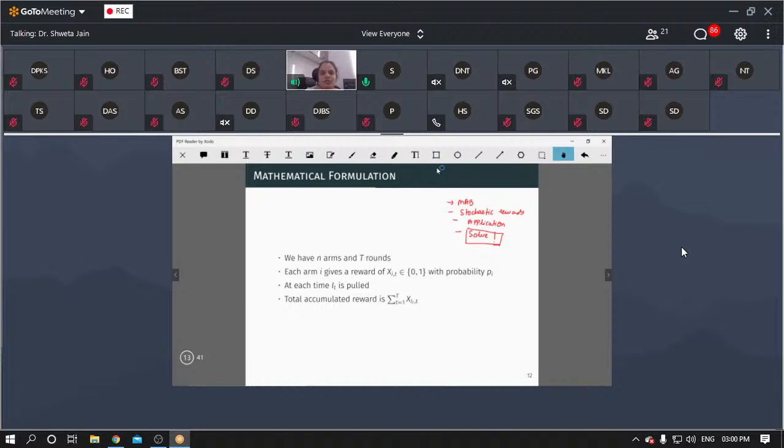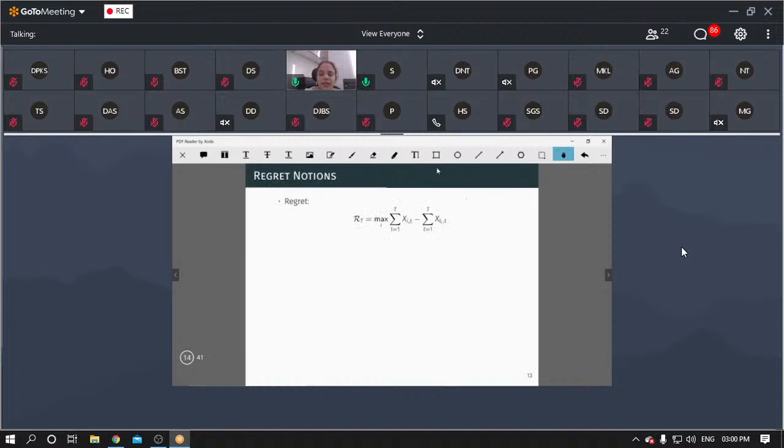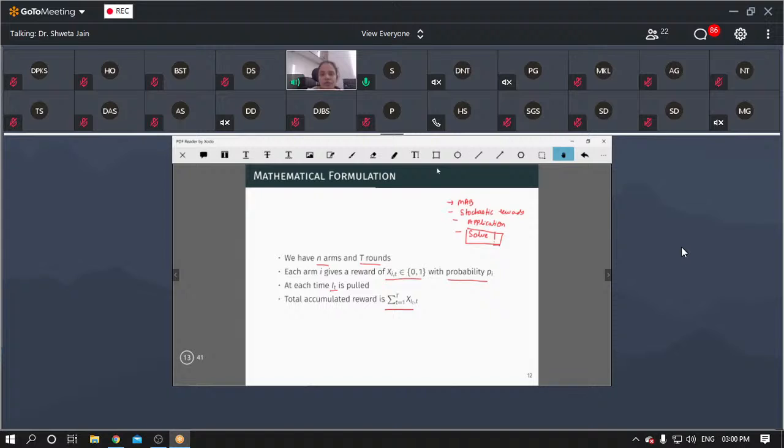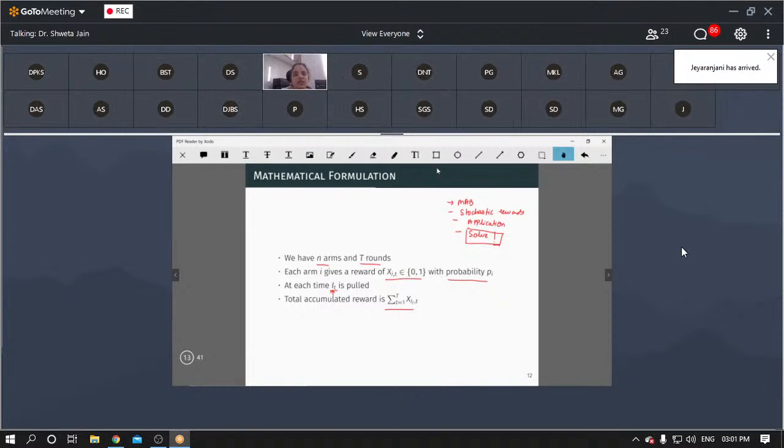So again, to recap, we have n arms and I have T rounds. Each arm i gives me a reward x_i,t, a very simple setting, with probability p_i. Each time I pull an arm, this is what my algorithm is doing, and the total accumulated reward is basically how much I got. So what we are trying to do is design a policy or an algorithm which gives me how to pull this I_t, which finds this particular index. For each time, it tells me you have to pull this arm. How do I do that?